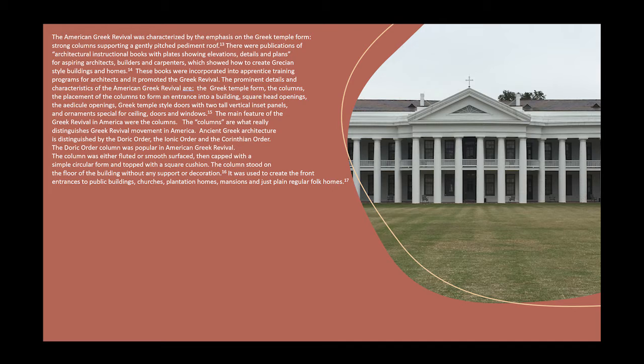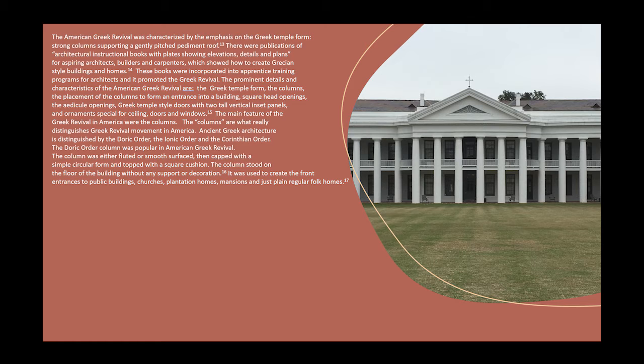There were publications of architectural instruction books with plates showing elevations, details, and plans for inspiring architects, builders, and carpenters, which showed how to create Greek-style buildings and homes. These books promoted the Greek Revival. The prominent details and characteristics of American Greek Revival are the Greek temple front columns, the placement of the columns to form interest in a building, square-headed openings, attic windows, and Greek temple style doors with two-tall vertical inset panels and ornamented molding in the ceiling, floor, doors, and windows.